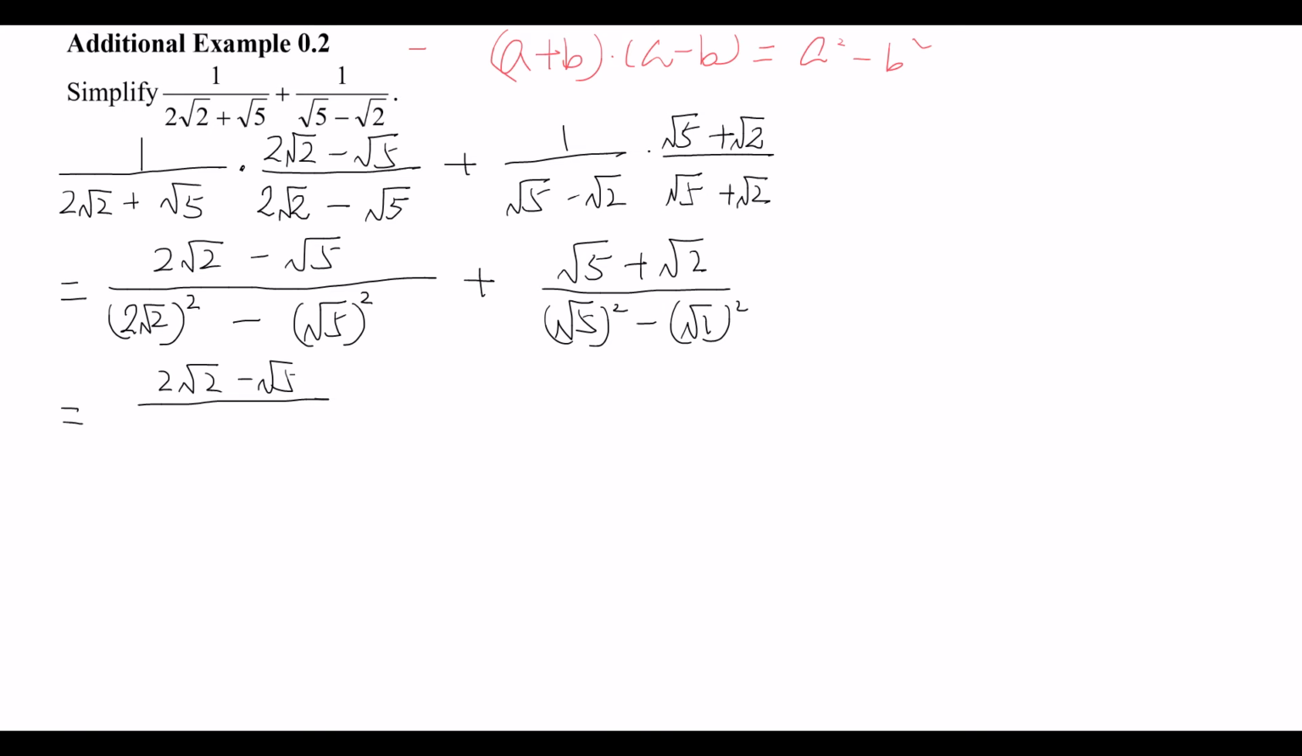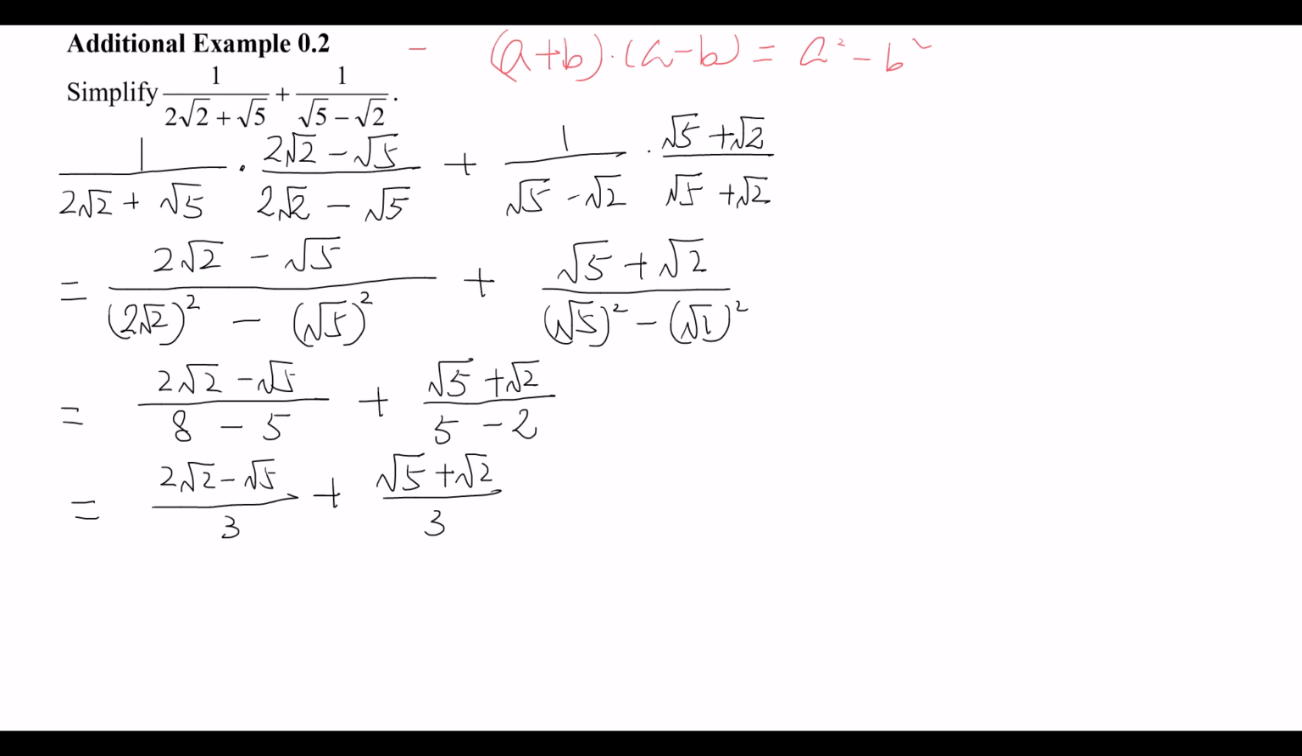The square of 2 square root 2 is 8. The square of square root 5 is 5. Plus square root 5 plus square root 2, and then it is 5 minus 2. So 2 square root 2 minus square root 5, simplify this one, 3. And then plus square root 5 plus square root 2, 5 minus 2 also 3.